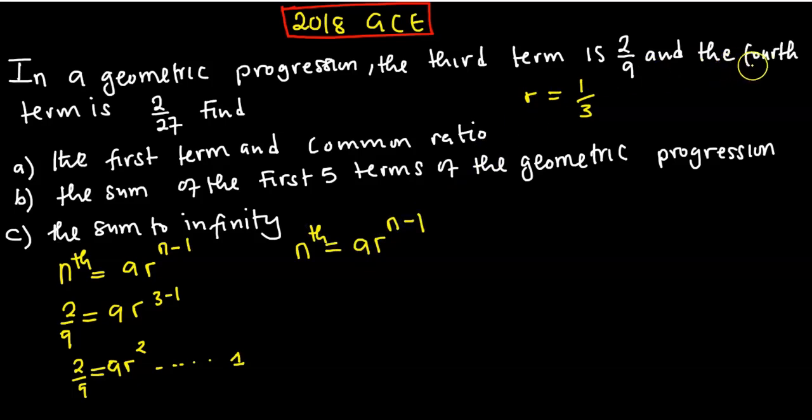So we are going to go for the fourth term now. The fourth term is equal to this one. So term number 4 is given as 2 over 27, which is equal to A, the first term, multiplied by R, where for the fourth term we have 4 minus 1. And therefore this is going to be 2 over 27 equal to A R to the power 3. So this is the second equation that we have. Then we are going to solve these now.